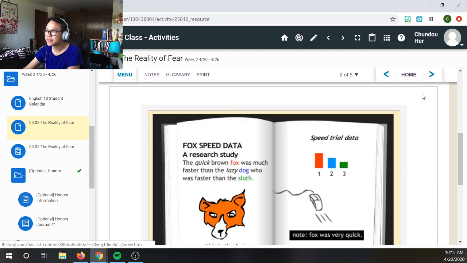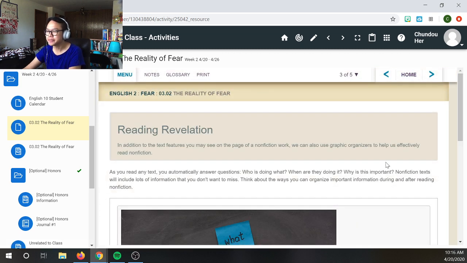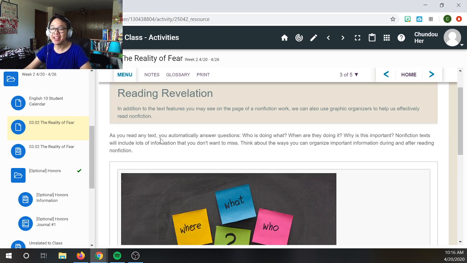Is that it? Yes, that is it. So next page. Dang, we're kind of cooking through this lesson. Reading Revelation. So in addition to the text features you may see on the page of a nonfiction work, we can also use graphic organizers to help us effectively read nonfiction. We were actually going to do a lot of these graphic organizer things in real class, so I'm happy that the online class is having us do some of that again.